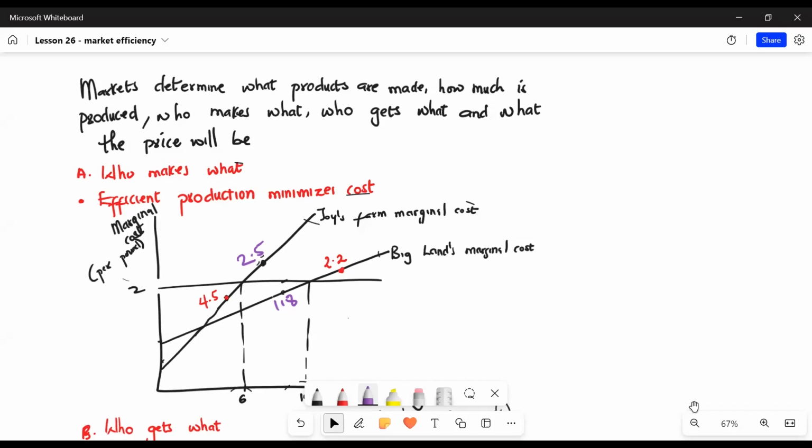Hi, welcome back. Our previous lesson was on consumer and producer surplus. Today we'll be looking at market efficiency.